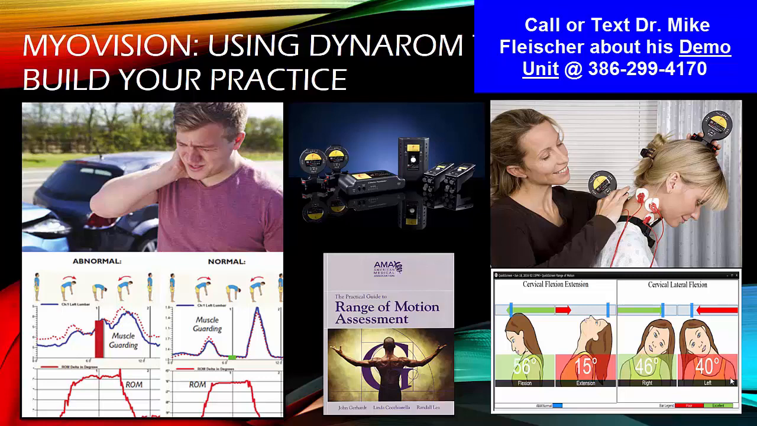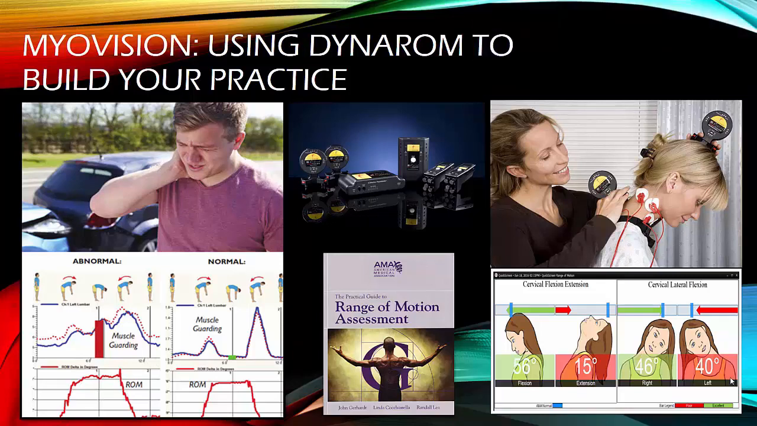Chiropractors are the experts in soft tissue. And now, thanks to the new Myovision DynaRom instrumentation, chiropractors are able to document with diagnostic certainty soft tissue injury even when the patient has a normal range of motion, MRI, or CT scan.